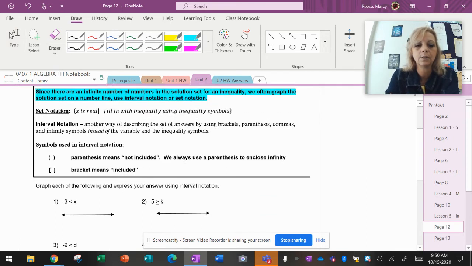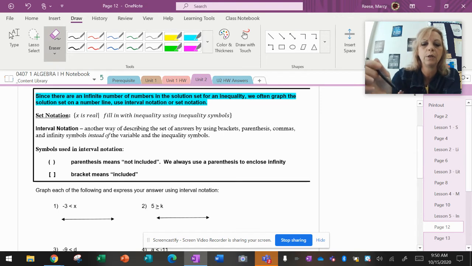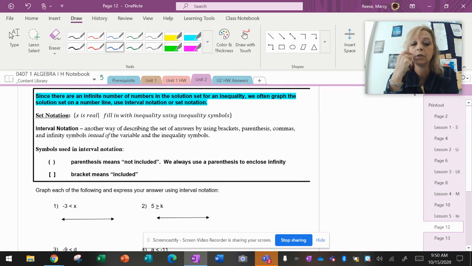So let's read this. Set notation is where you fill in with inequalities using inequality symbols. You've got that. The interval notation is another way of describing the set of answers by using brackets, parentheses, commas, and infinity symbols instead of the variable and the inequality symbol. So in interval notation, you don't have x's. We'll represent it differently. Interval notation is a biggie. We do it a ton. In geometry, they have it, and we do it a lot in E2.